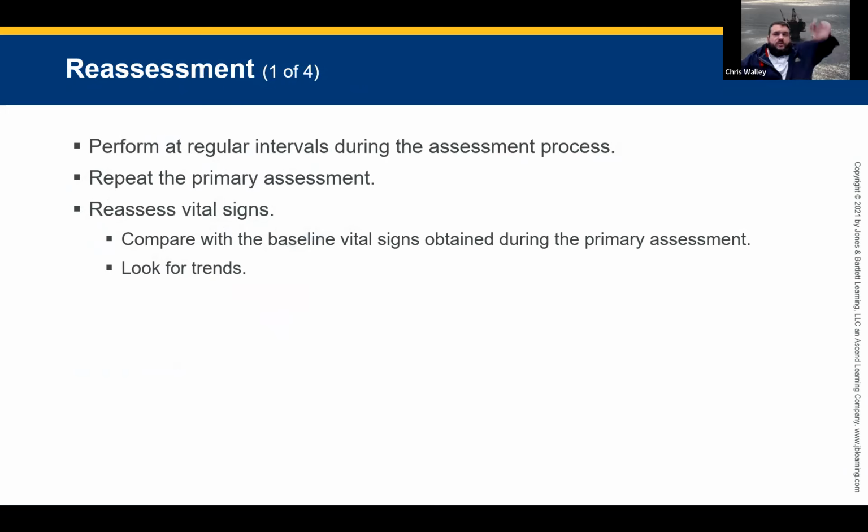So now we're going to do a reassessment. Perform a reassessment at regular intervals during the assessment process. The purpose of reassessment is to identify and treat changes in the patient's condition. Repeat your primary assessment, reassess your vitals, and look for different trends. When you say trends, it's because you have different sets of vitals to go over. So at this time, the blood pressure was this. They're going to tell you maybe the patient got better or the patient status got worse.